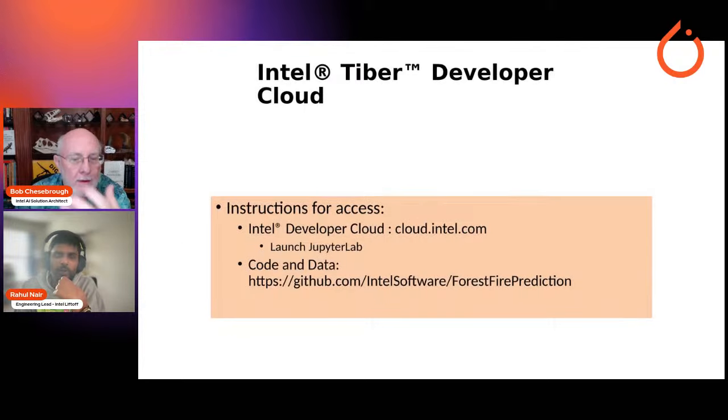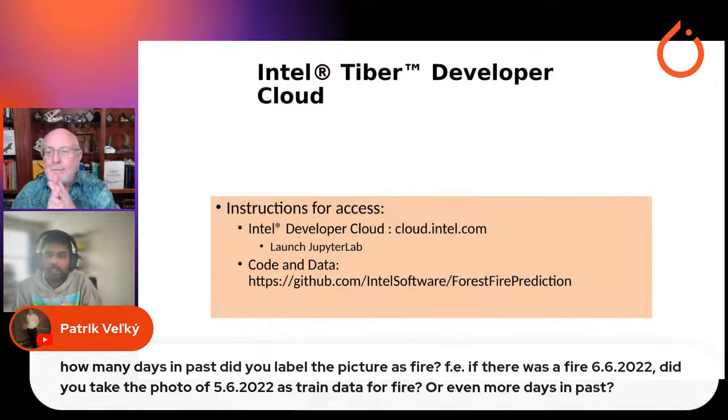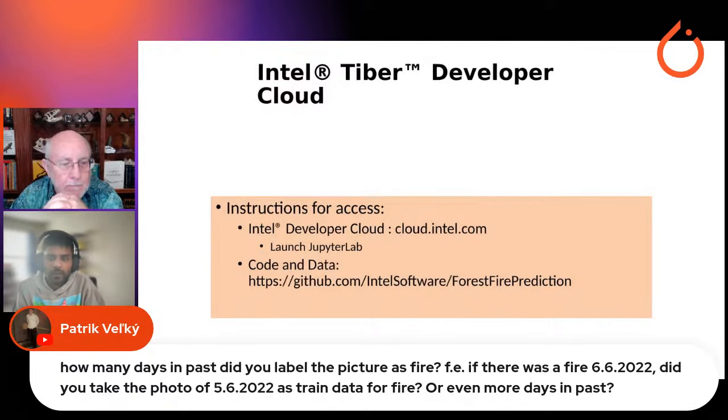So Bob, Patrick had a question. How many days in the past did you label the picture as fire? For example, if there was a fire on 6/6/2022, did you take the photo of 5/6/2022?